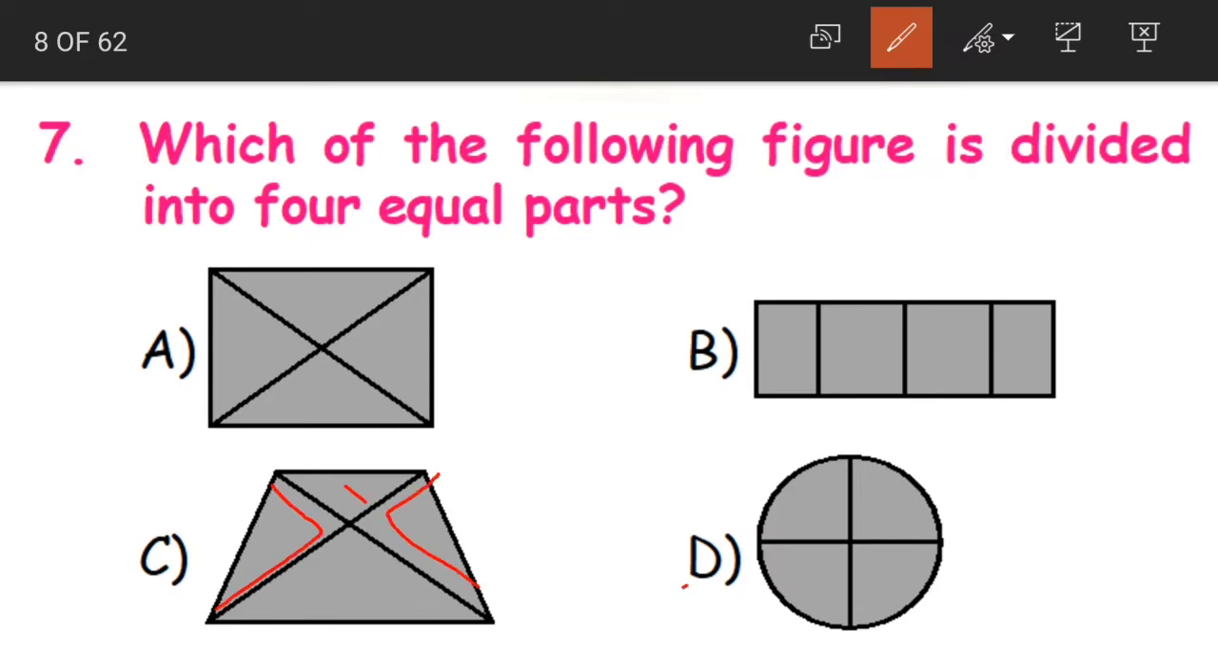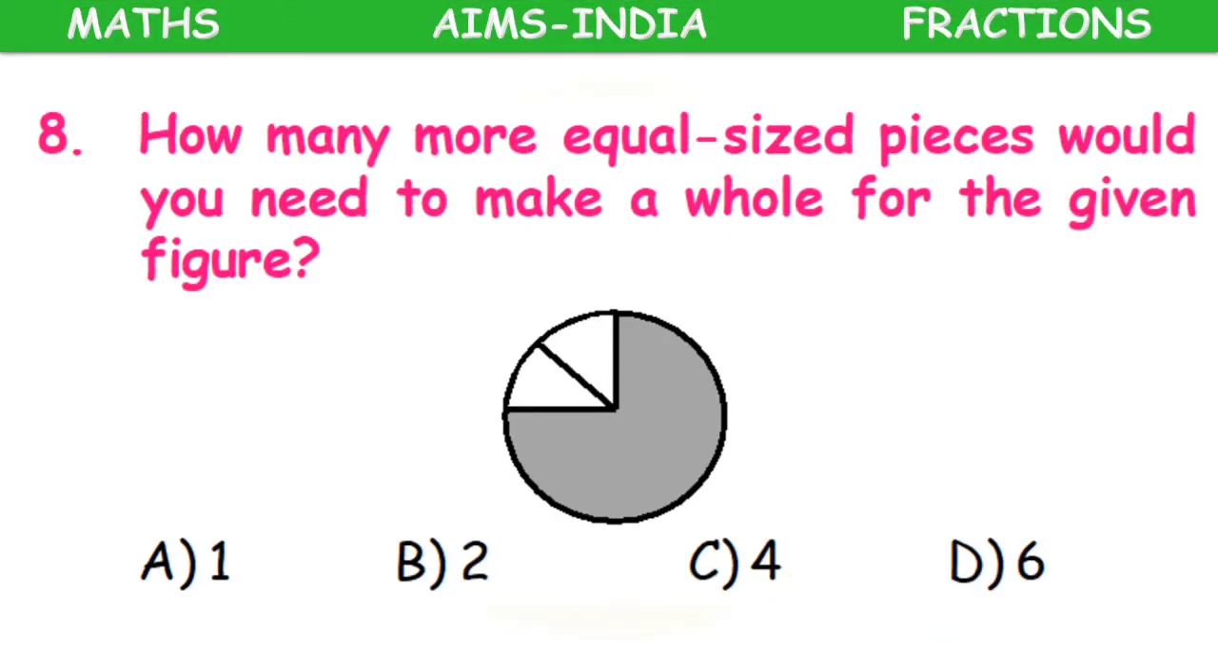So now the only option left is option D. And even if you observe, all of them are divided into equal parts, children. The whole figure is divided into 4 equal parts. So option D, circle, is our correct answer.